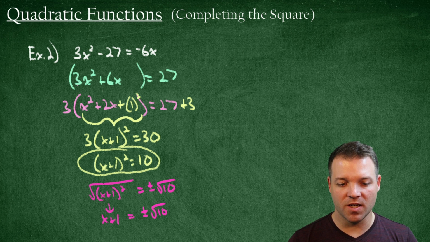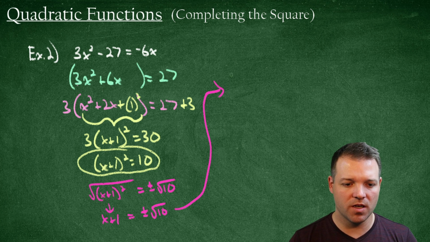1 times 10, I'm thinking of the factors. 1 times 10 and 2 times 5. But none of those are perfect squares, so I cannot factor. Running out of room here, so let's go ahead and write our answer up here. So I'm going to subtract 1 from both sides. So that means x is equal to negative 1 plus or minus the square root of 10.